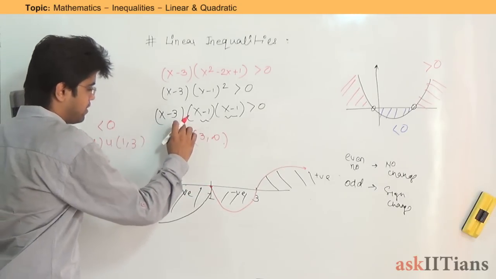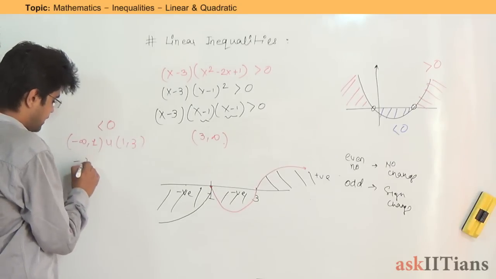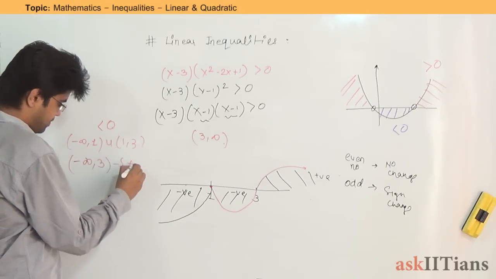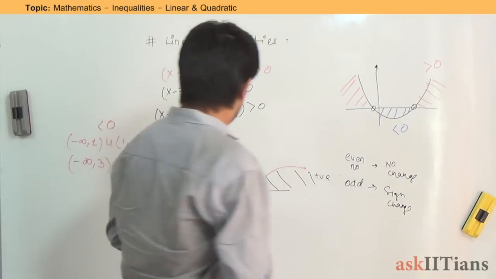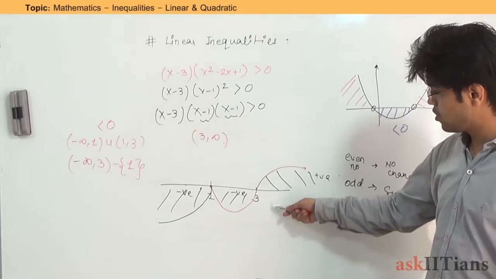You can also try putting x equal to 1 here. The value is 0. Or I can write it like this as well: except 1. So there are different ways, but you have to remember the repeated roots case. This is the repeated roots case.